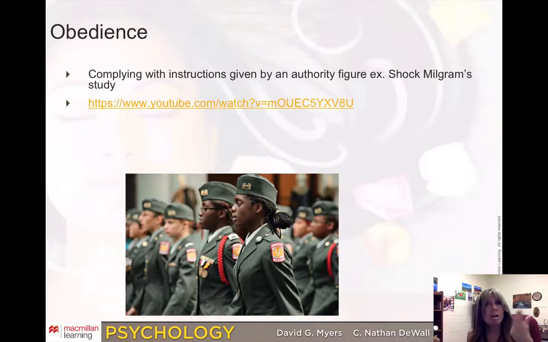Apply the shock. Apply the shock. So these men, even though they were completely stressed out and they didn't want to do it and they thought they had murdered someone, they went all the way to 450 volts. Okay, so comparing that to the Nazis, which was a huge surprise to Milgram, because he expected Americans to refuse to participate, to get up and walk out, and none of them did. None of them walked out.